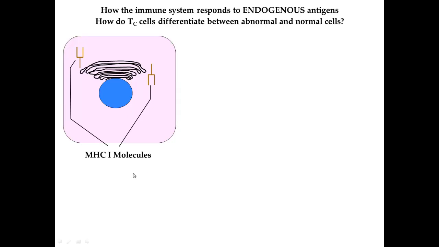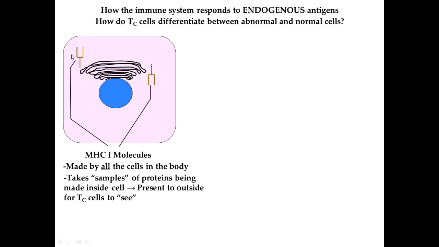You'll remember that every nucleated cell in our body produces MHC1 molecules. So they're made by all nucleated cells in the body. And what MHC1 molecules do is they take samples of the proteins that are being made inside that cell, and they present them on the outside of that cell so that cytotoxic T cells can come by and take a look.